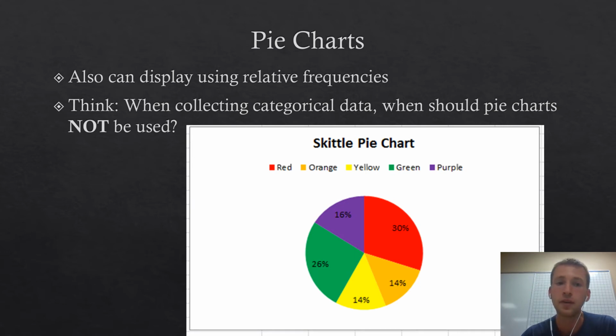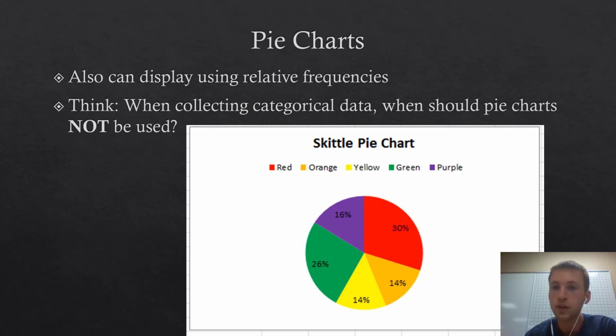One thing I want you to think about is when collecting categorical data, when should pie charts not be used? So think of a situation, maybe a question you would ask, where a pie chart would not be a good option. Take a moment, pause, think about that.